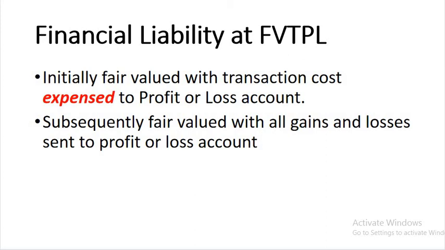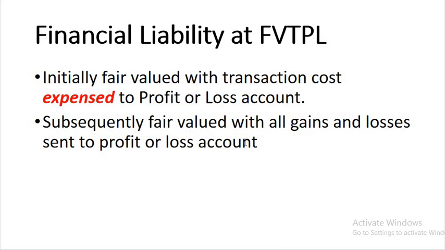Financial liabilities at fair value through profit or loss. Since amortized cost has been discussed several times, let's talk about financial liabilities at fair value through profit or loss. They are initially fair valued, with the transaction cost expensed to profit or loss. Initially fair valued means the price that will be received or paid when an asset is sold or a liability transferred is what is going to be considered. While we expense the transaction cost to profit or loss, so we consider it as a period cost, an expense for that period.